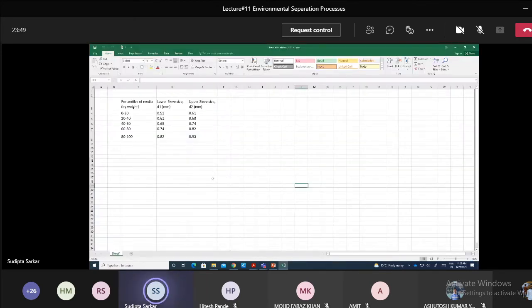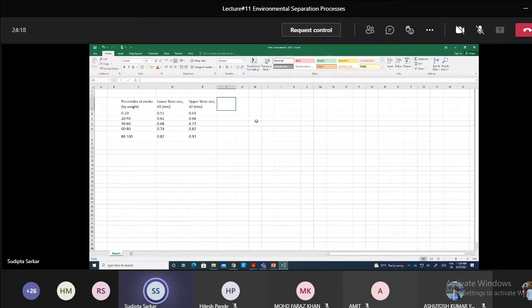So I have opened up an Excel sheet. Can you see this? Yes, sir. Okay. Now you can see that I have entered these values: 0 to 20, 20 to 40, 40 to 60, 60 to 100, and lower shift size and upper shift size and all these things. Okay. Now let us start our work.